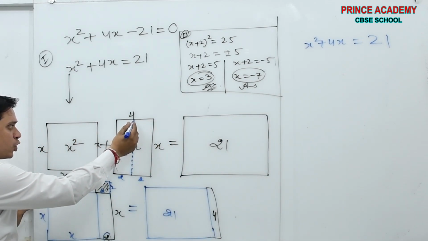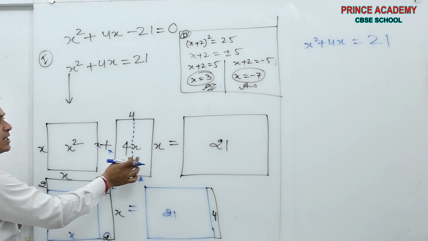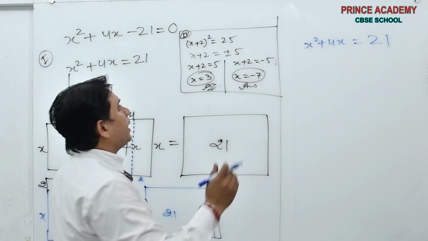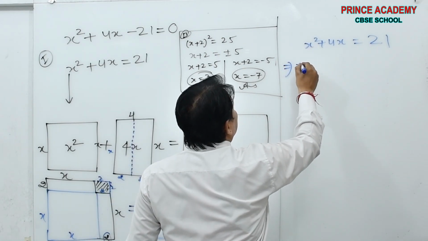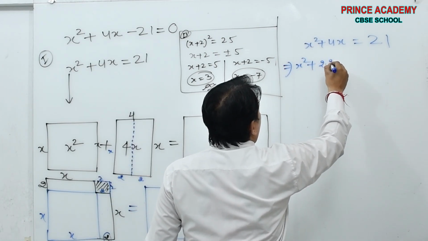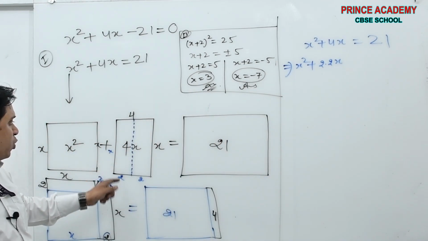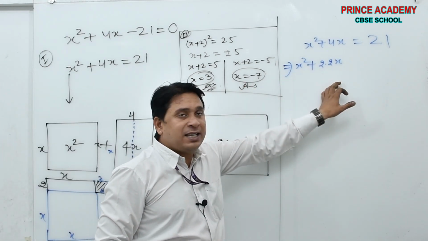Here we just show this. We are dividing this into two parts. It means, can I write x square plus 2 into 2 parts? 2 into 2x. 2x, these are the 2 parts.